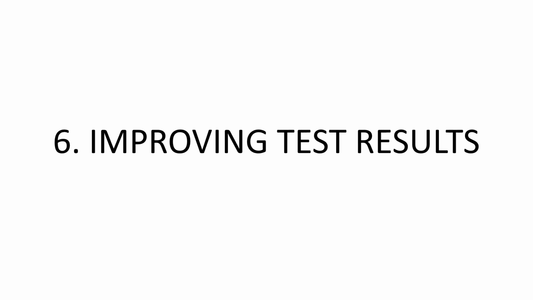Okay, we're at section 6, which is the last section, and this is called improving test results. We're just going to look at different ways in which the test results could be improved and might be affected by other parameters or other events.